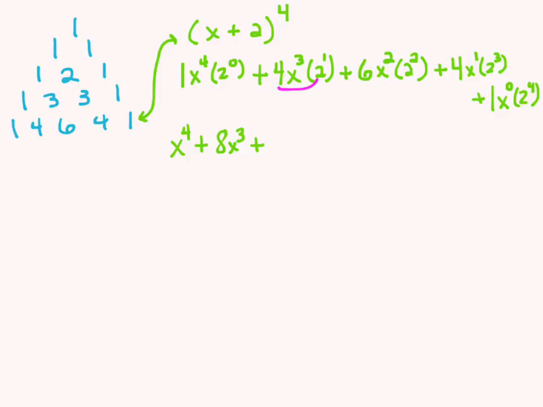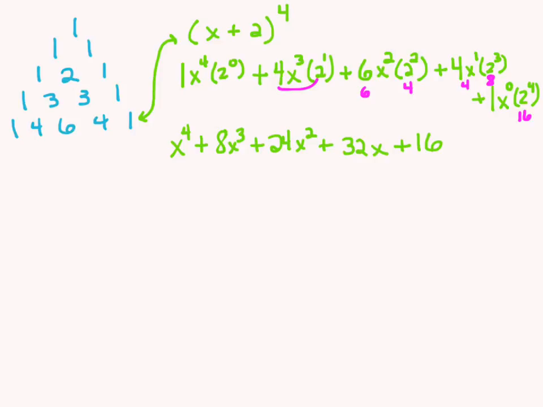Plus, in the next term, 2 squared is 4, and we have to multiply that times the 6, so I get 24x squared. Plus, in this term, 2 cubed would be 8, and I need to multiply that times the 4, so plus 32x. And then in my final term, I have 2 to the 4th, which is 16, times 1 would still just be 16, and it's x to the 0, which is just 1, so I don't need to write it down.